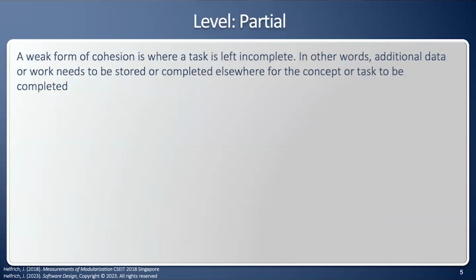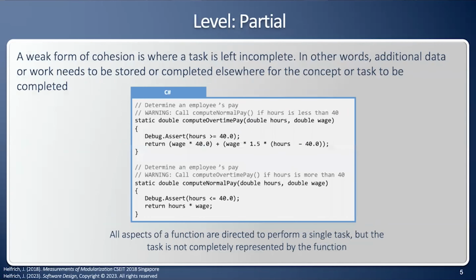Partial means I do not completely complete a task. I do part of the task, but not all of it. So here, once again, we have our compute pay, but now I have two parts of it, the overtime pay and the normal pay, neither of which is complete without the other. If these two functions stood alone, then they would be called partial cohesion.